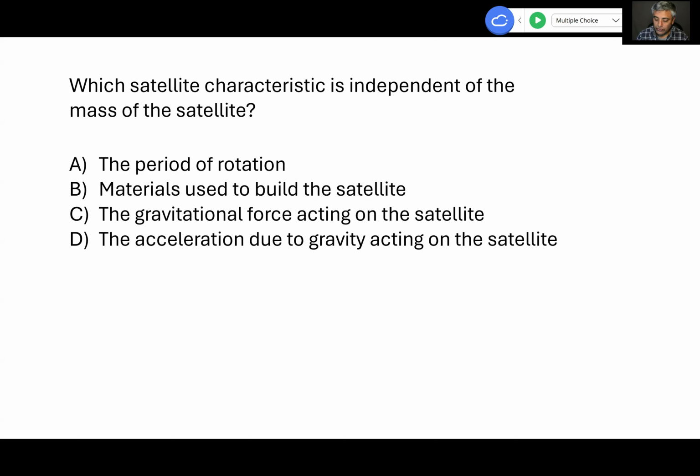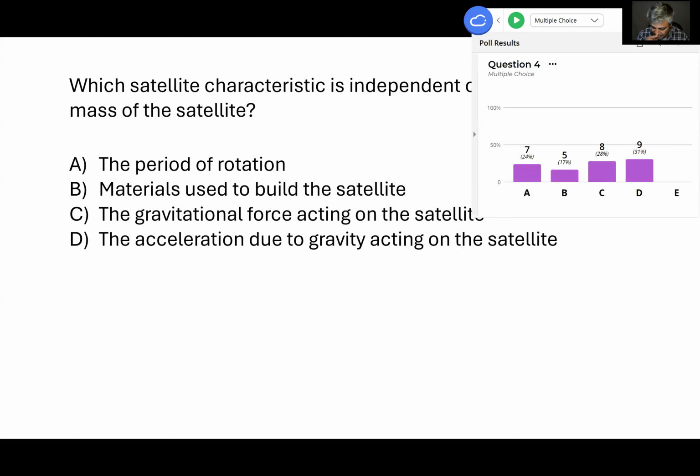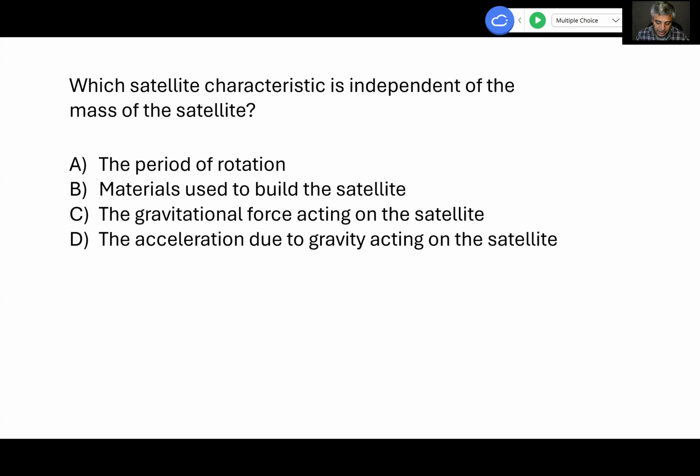Okay, let's see what we got here. We got all of them. Period of rotation, materials used to build the satellite: is a characteristic independent of the mass? For example, if you made a satellite out of iron versus wood, the mass is going to be kind of different. So it's not going to be independent of mass. The gravitational force acting on the satellite.